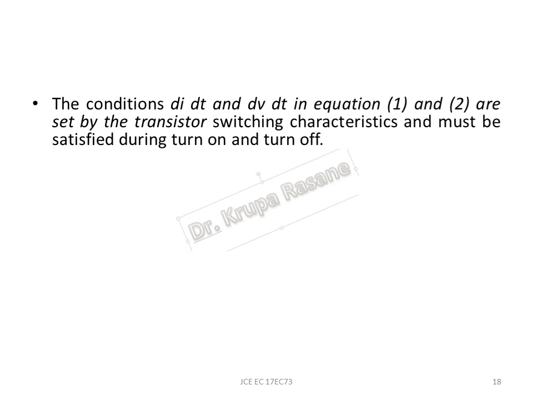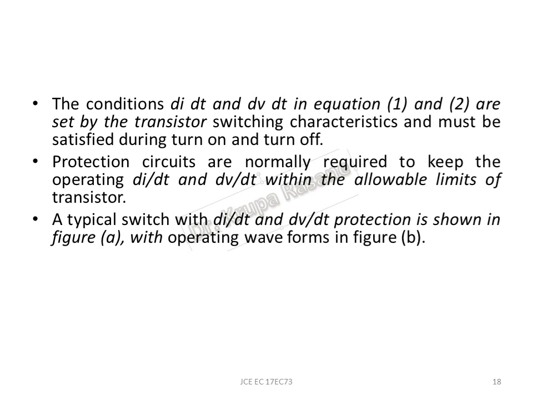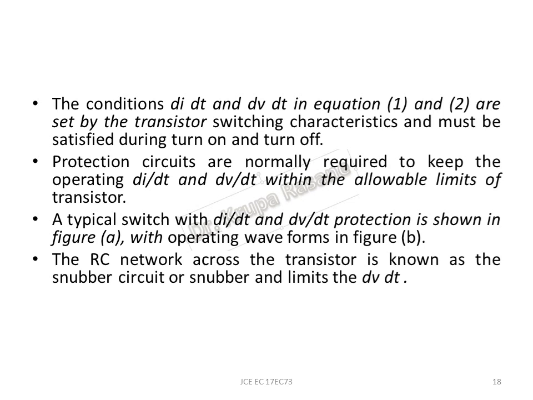So you are supposed to use the transistor between the specified value of di by dt and dv by dt by the manufacturer. Otherwise, protection circuits are normally required to keep operating di by dt and dv by dt within the allowable limits of the transistor. A typical switch with di by dt and dv by dt protection is shown below. So we'll see the figures.